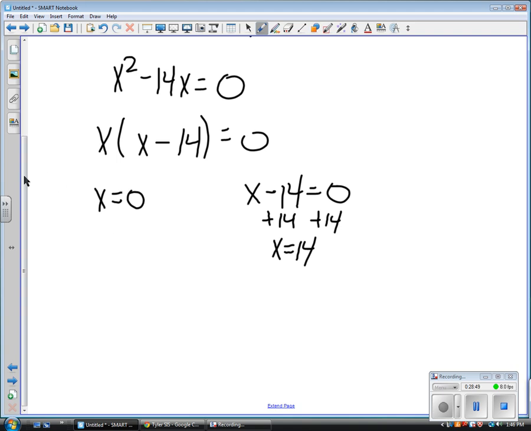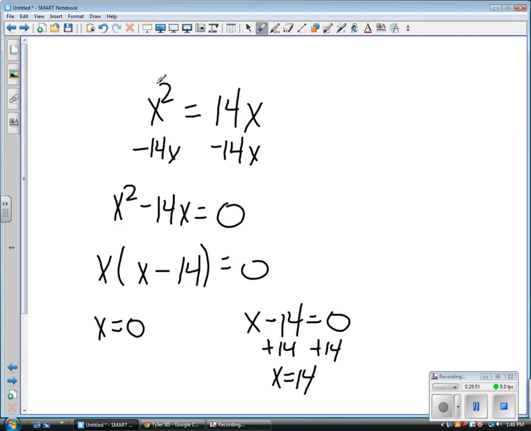Okay? So even if they start off and it's not equal to 0, manipulate it by doing the math to make it go to 0. Then factor out, set them both equal to 0 and solve.